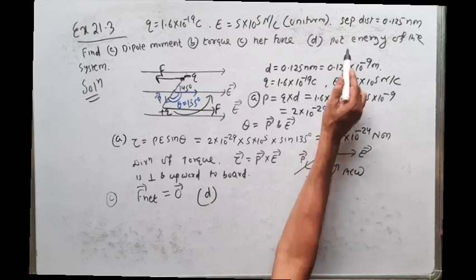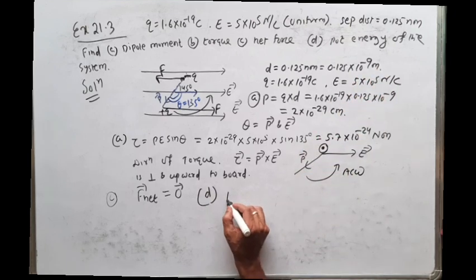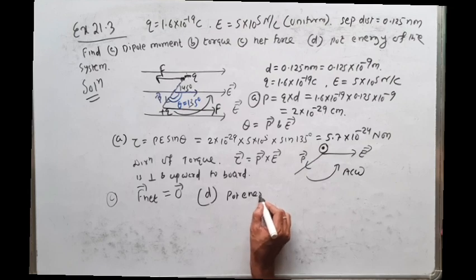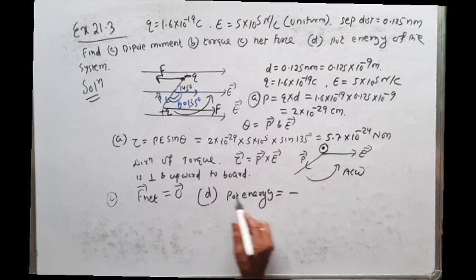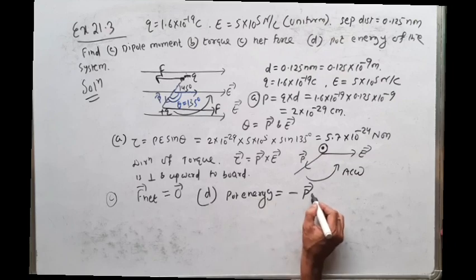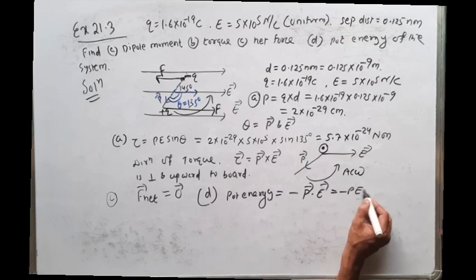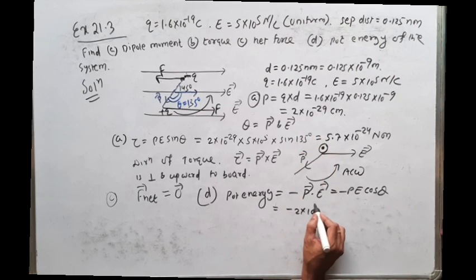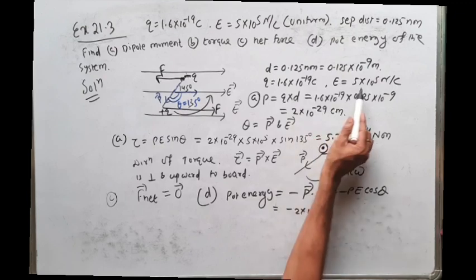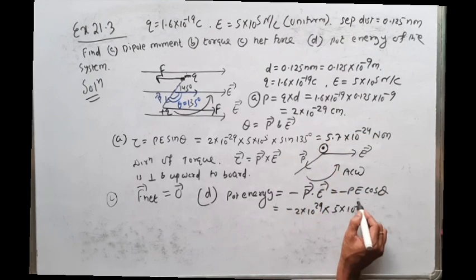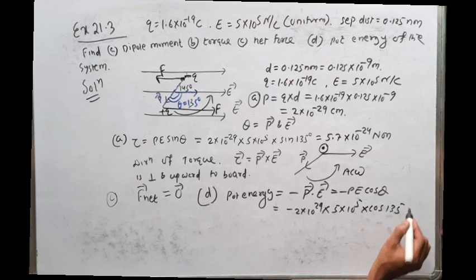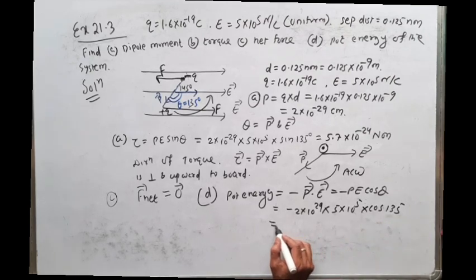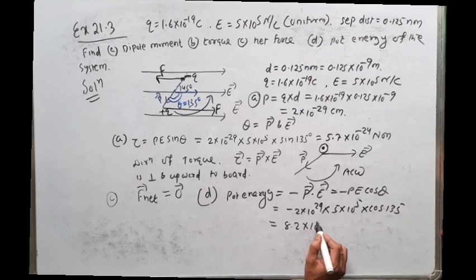Fourth bit, potential energy of the system. What is potential energy? Potential energy is equal to minus P dot E, that is minus P E cos theta. So minus P is equal to 2 × 10 to the power minus 29. E is equal to, what is E? 5 × 10 to the power 5 into cos theta. Theta is equal to 135 degree. So if you calculate, you will get 8.2 × 10 to the power minus 24. And since it is potential energy, energy unit is joule.